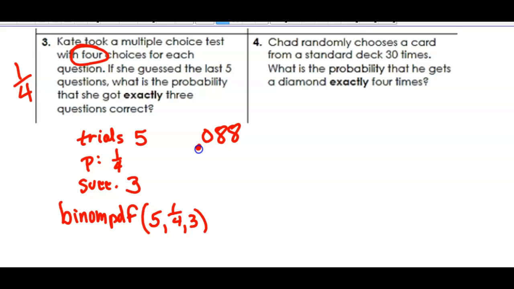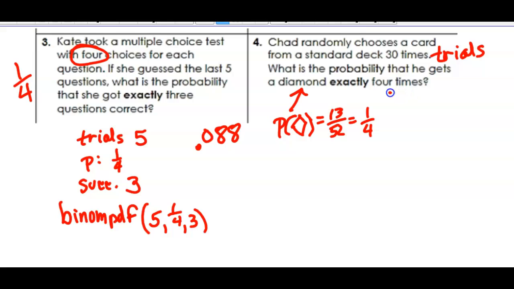Where am I at on my notes? Okay. Chad randomly chooses a card from a standard deck 30 times, so he's doing 30 trials. What is the probability that he gets a diamond? Okay, so what's the probability of getting a diamond? The probability of diamonds is 13 out of 52, or 1 in 4. And we want him to be successful exactly 4 times. So we'd have out of 30, 13 out of 52, or 1/4, and 4 successes.